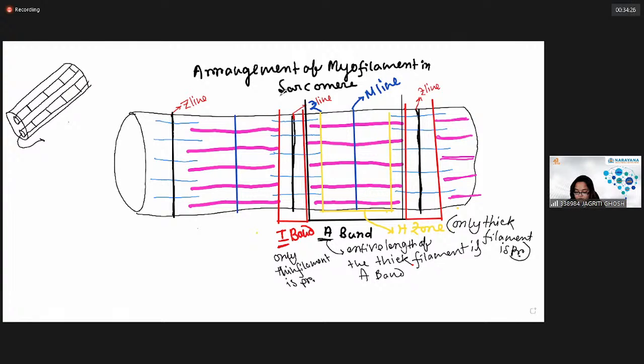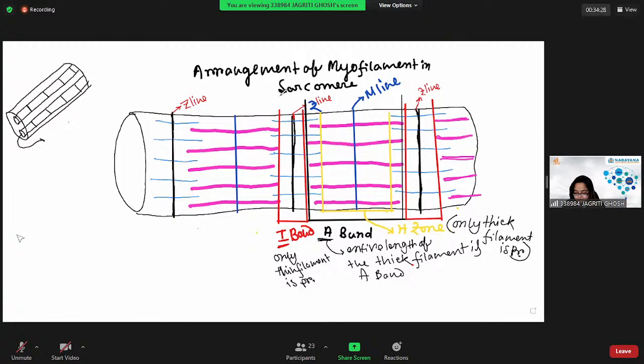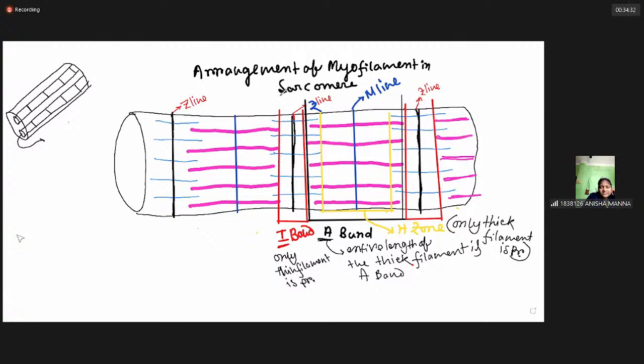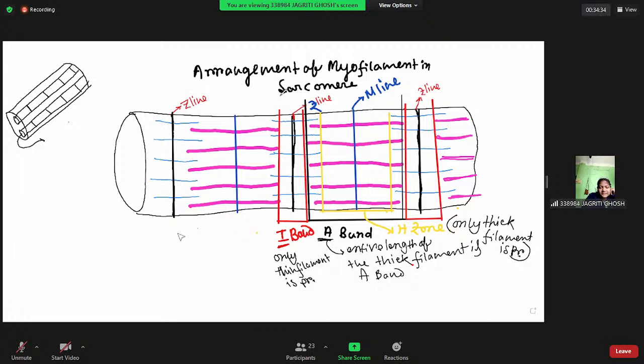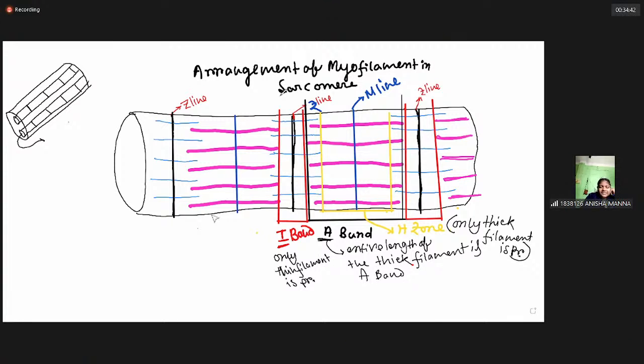Anisha sleeping or what? No, ma'am. Tell me. Ma'am, repeat the question. Actually, I got disconnected. Same question. A band is inside H zone or H zone is inside A band? H zone is inside A band. Good.